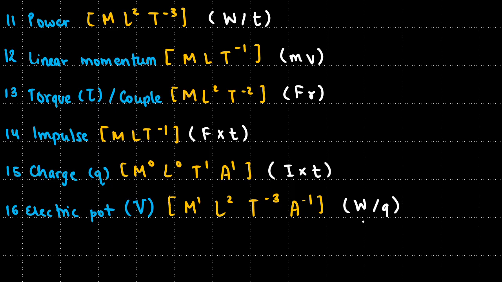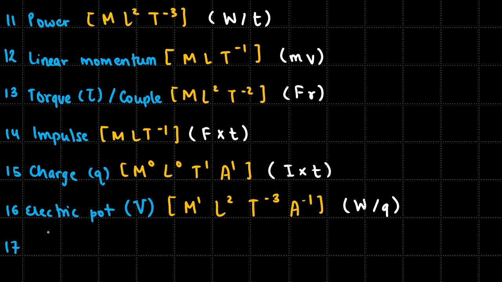Actually, I want you to think about this. I just told you to know the dimensional formula of work done, which was M L square T minus 2, and the dimension of charge that we just found out was T1 A1. So dividing M L square T minus 2 by T1 A1, we get M L square T minus 3 A minus 1. So think about it. I think you got it.